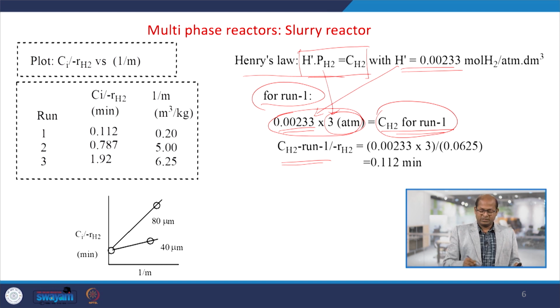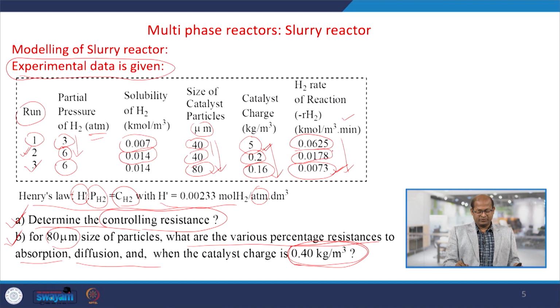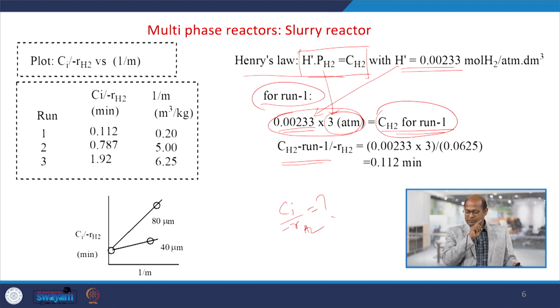So, now Ci by minus R hydrogen is what we have to find out, and for that, since the rate of reaction for hydrogen is given for run 1, Ci value from Henry's law we can find out, and the rate is given in that data. So, we can find out Ci by minus R for run 1. That value would be this.